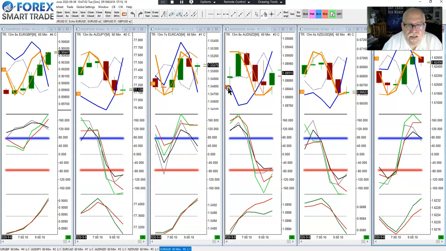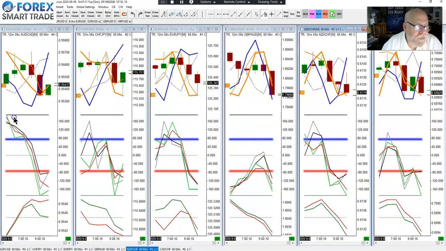Minus 60, no. 85, no. 89, close, but no. 17, no. 77, no. 74, no. Minus 99, 98, yes. So Euro JPY. So this is a buy for 5 pips.